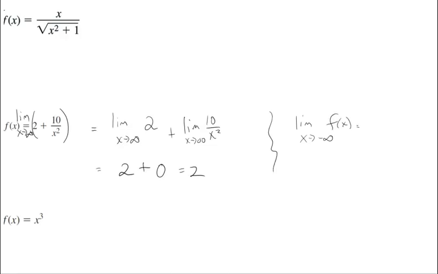Let's try and be good about our notation. I'll say, all right, let's find the limit of f of x as x goes to negative infinity. That should be equivalent to the limit, and then I can apply my property of 2 as x goes to negative infinity, plus the limit 10 over x squared as x goes to negative infinity. All right, well, these two are equal, and that's going to be equal to, where does 2 go as x goes to negative infinity? Nowhere. Stays at 2, right? It's constant. It's always 2.